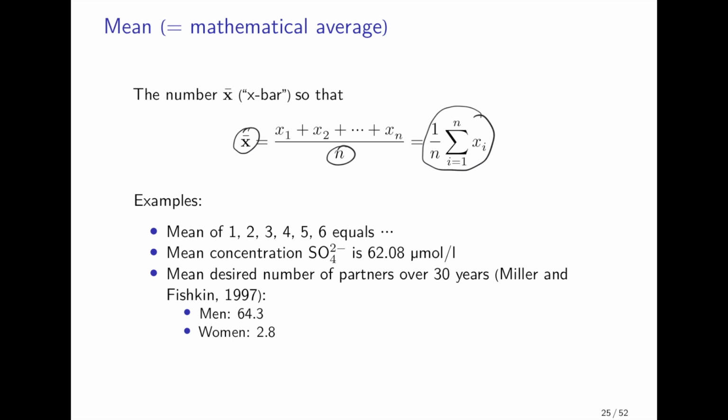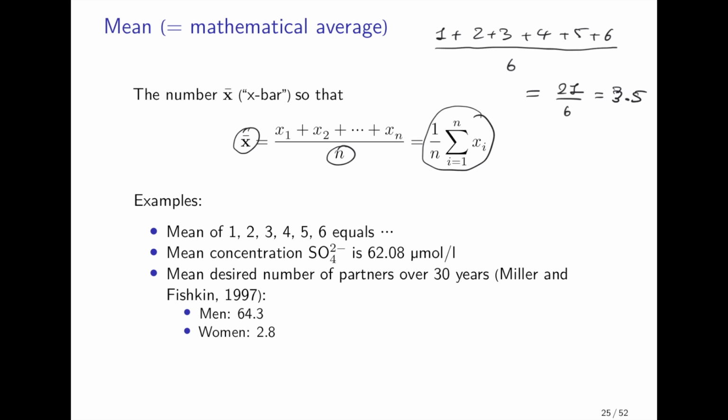A couple of examples here on the slide. If I take the mean of 1, 2, 3, 4, 5, 6, then what do I have? Well, very easy. 1 plus 2 plus 3 plus 4 plus 5 plus 6 divided by 6. That is 7 plus 7 plus 7, 21 divided by 6. That is 3.5.